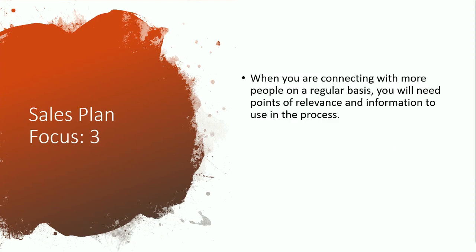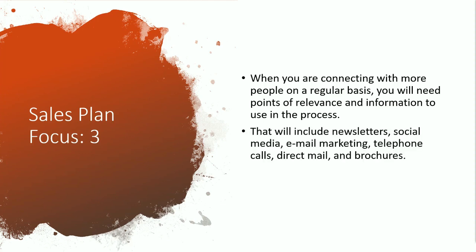Number 3. When you are connecting with more people on a regular basis, you will need points of relevance and information to use in the process. Relevance is relevance to them, something that they will listen to, engage with, think about, or remember you for. That's information-based. It's local information. It's about a property type, etc. Now that information will include newsletters, social media engagement, email marketing, telephone calls, direct mail, and brochures.